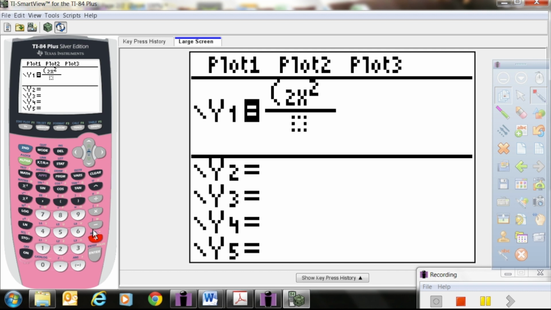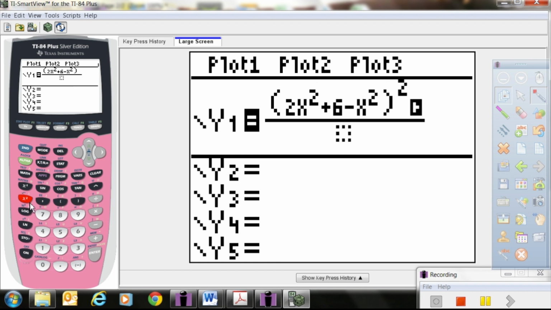plus, and I don't think I need parentheses for this. 6 minus x squared, and then my big paren, and then square that. And then on the bottom, I need 4x.